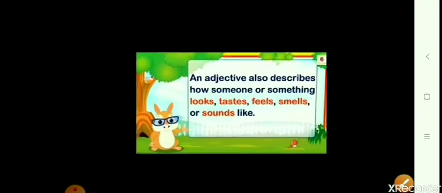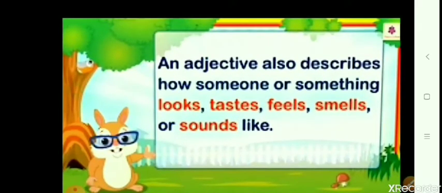Then, an adjective also describes how someone or something looks, tastes, feels, smells, or sounds like. Children, adjectives not only tell us about a noun. It does not only tell us about the quality or color or shape or size or number. It also tells us about the looks of someone or tastes of something, how something feels, how something smells, or about sounds. And I'll show you the examples.